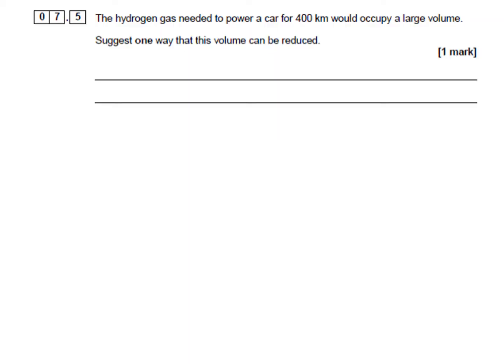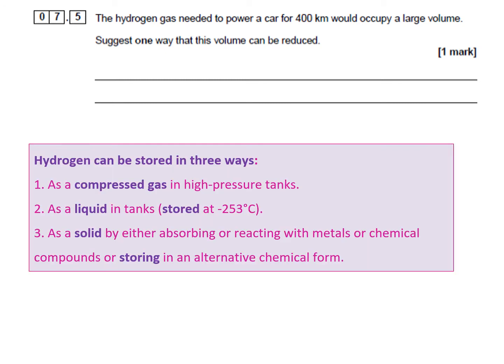Part 5, hydrogen gas is needed to power a car for 400 kilometres, would take up a large volume. How could we reduce that volume? So how can we reduce the volume of a gas? Remember, the particles are far apart, so we can either increase the pressure on it in order to push the particles close together, or you could say just store it as a liquid, which is what happens when we increase the pressure eventually anyway. There is this third method about absorbing it onto the surface of another chemical, but I wouldn't expect you necessarily to be familiar with that one, and the first two are far more common sense answers.